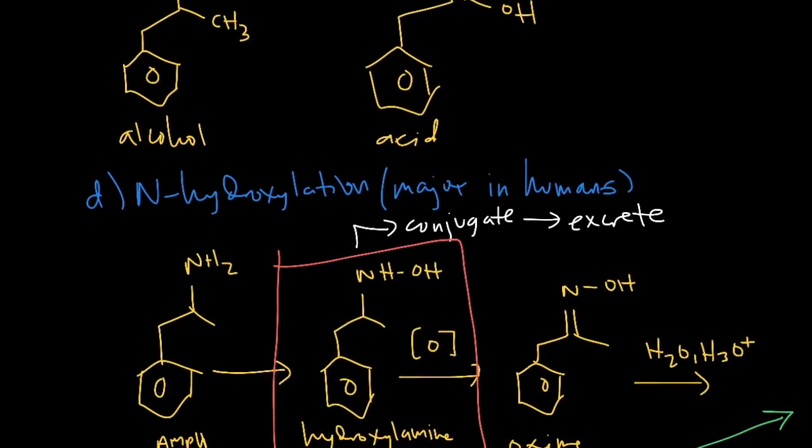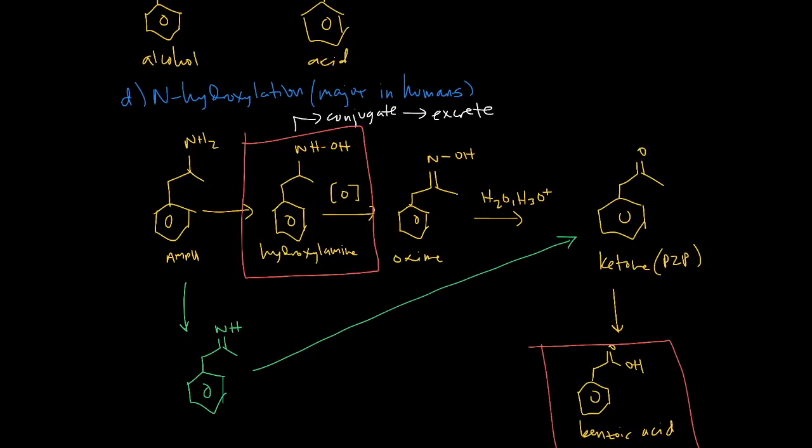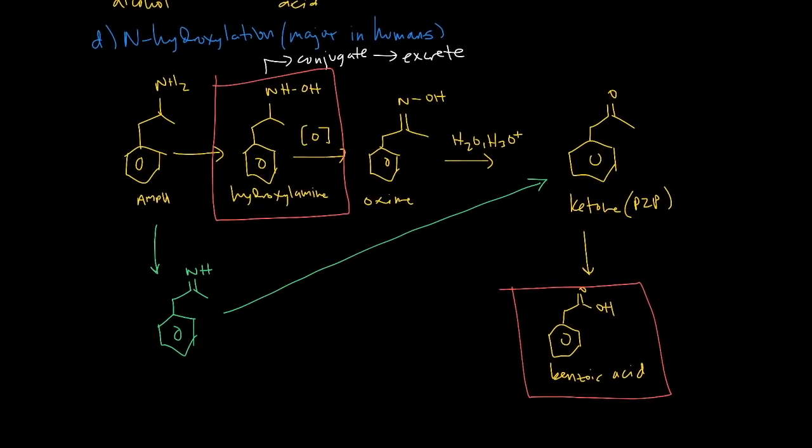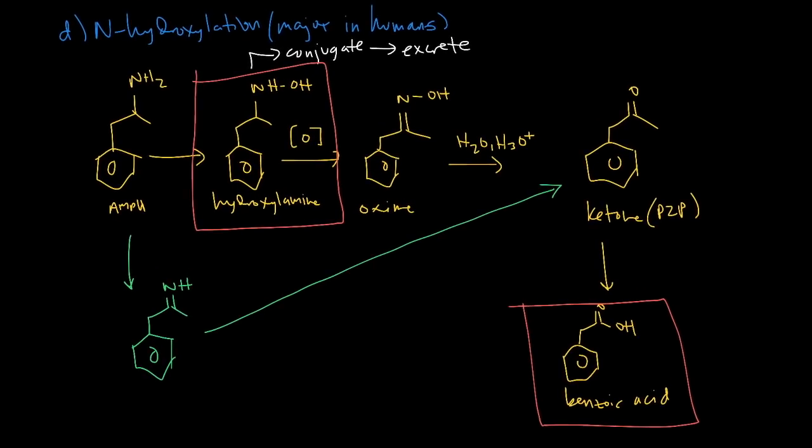So now, this one's a little more detailed. This is N-hydroxylation, which is the major metabolite in humans. N-hydroxylation means you're adding a hydroxyl group to the amine. There are actually 3 subparts of this. We'll go through each one. We'll start with amphetamine over here.